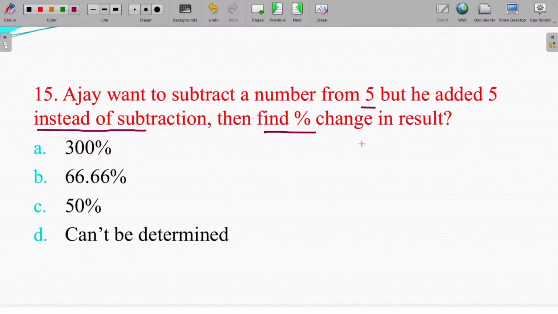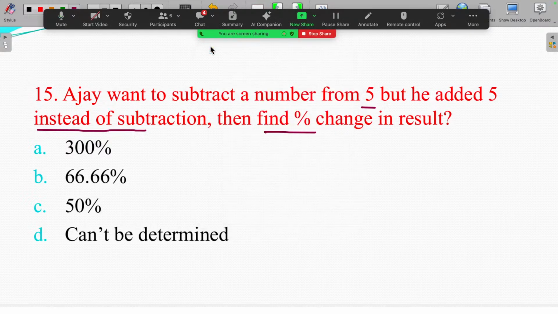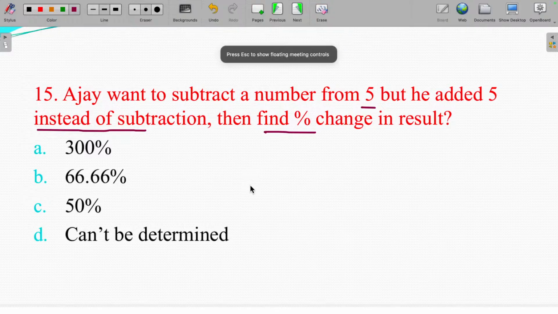Okay, shall I do it? Online students, Alankrit, Tanu. Yes, sir. Okay. Any other? Will you try? Mohammed and Preeti. Okay, I will solve. The answer will be cannot be determined.